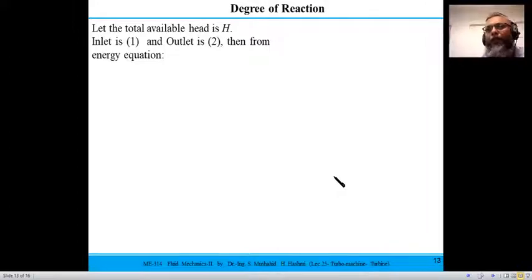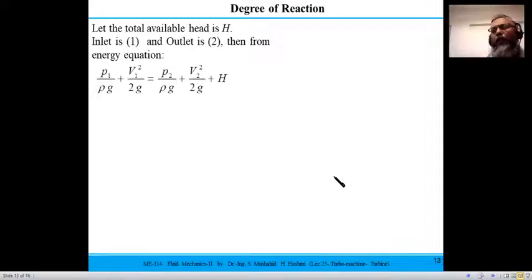Let's say the available energy is in the form of the head, and I call it H. H would be the available energy, and we apply the energy equation to the inlet and outlet of the runner. If you are ignoring the altitude heads, you have a pressure head and a kinetic head, the head actually available at the inlet of the runner. Whatever energy is available is converted into pressure head and kinetic head, and H is the energy that has been transferred to the turbine, the turbine head. We will see this energy equation more closely in the next lecture.